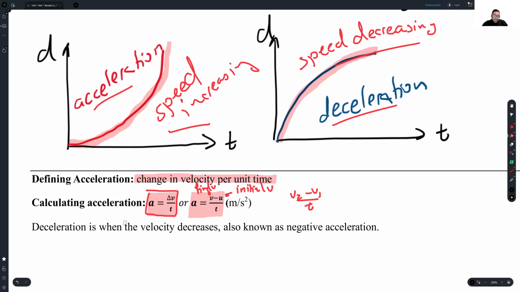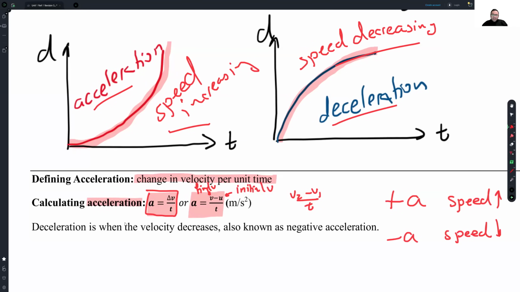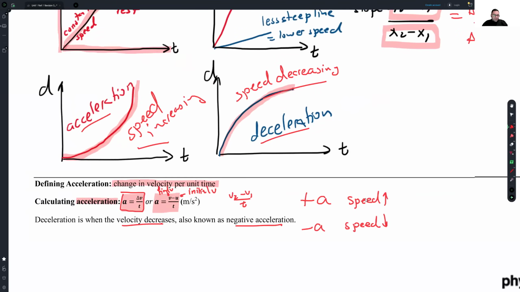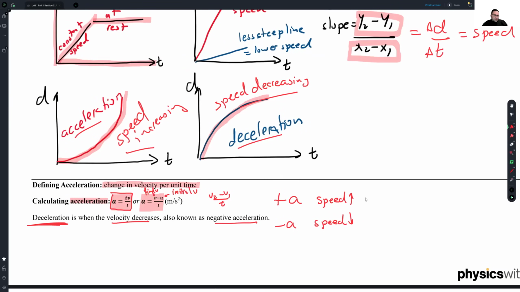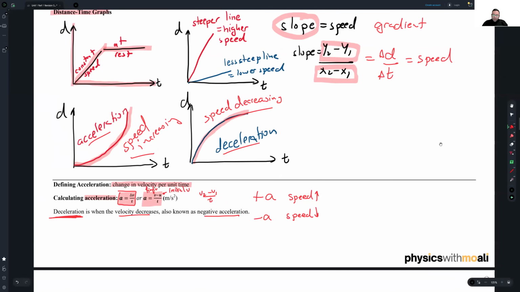By the way, acceleration has a sign. Positive acceleration means the speed is increasing. Negative acceleration means the speed is decreasing. So when something's decelerating, we call it negative acceleration. But we just use the term deceleration to save ourselves a few more brain cells. Okay? Whatever we have left of those.